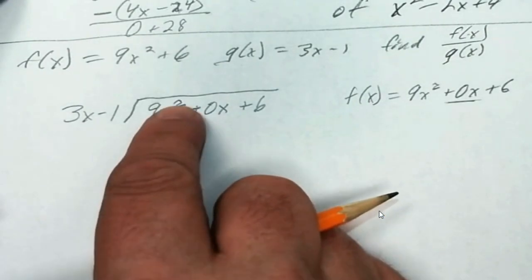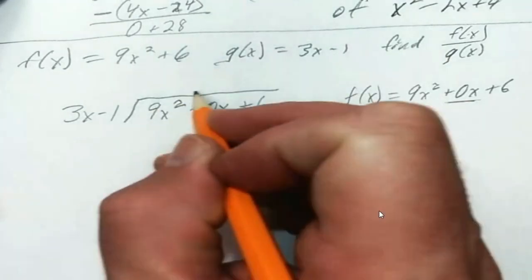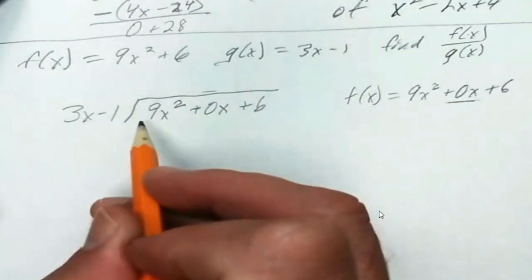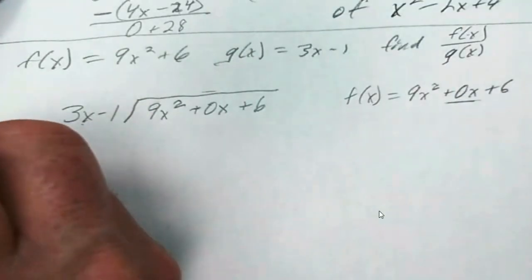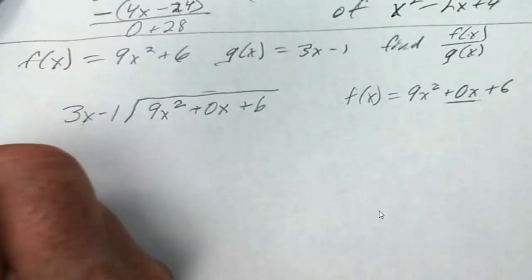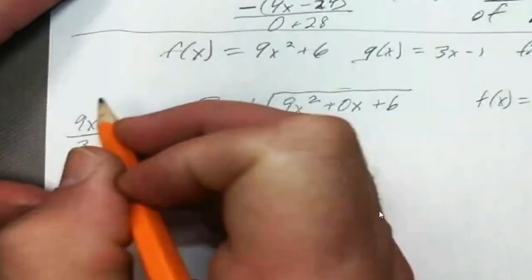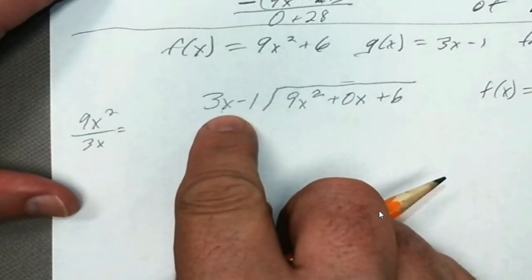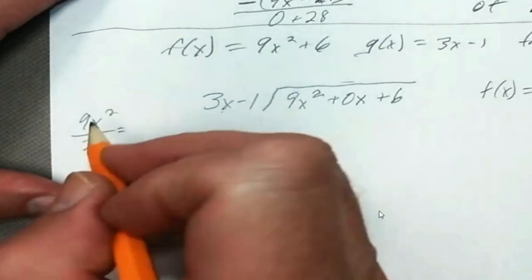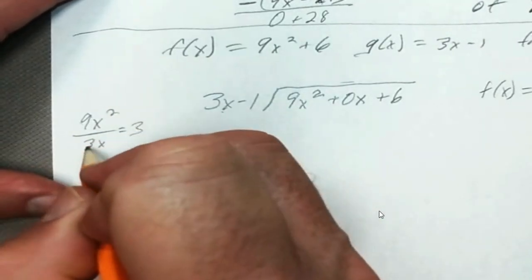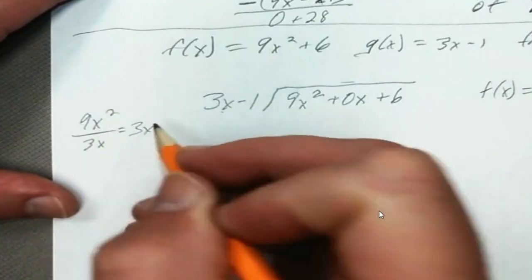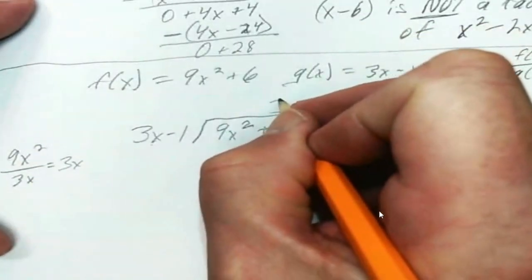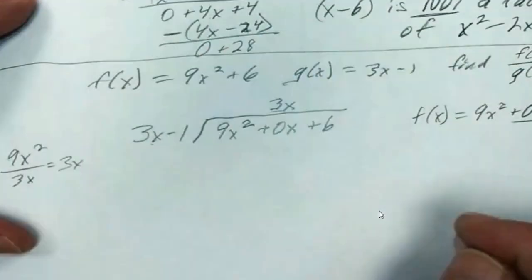So 9x squared plus 0x. We're going to put our first term over here, but we're just dividing 9x squared by 3x. Let me move that over where you can see that. 9x squared divided by 3x, just the first terms. So this is 3, 9 divided by 3. X squared divided by x is x. So this is 3x times.